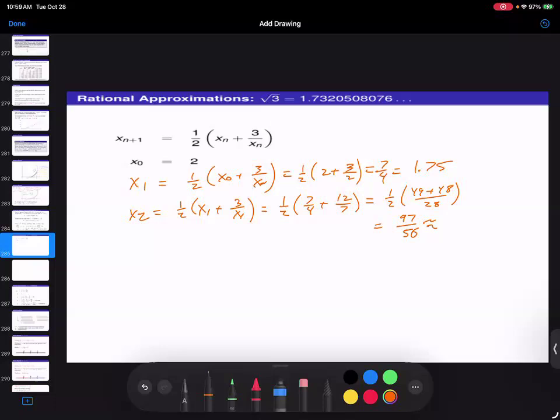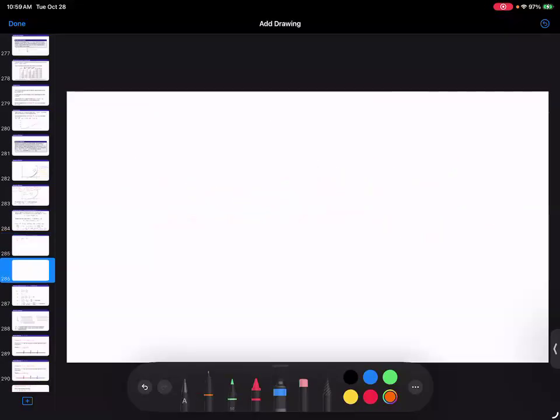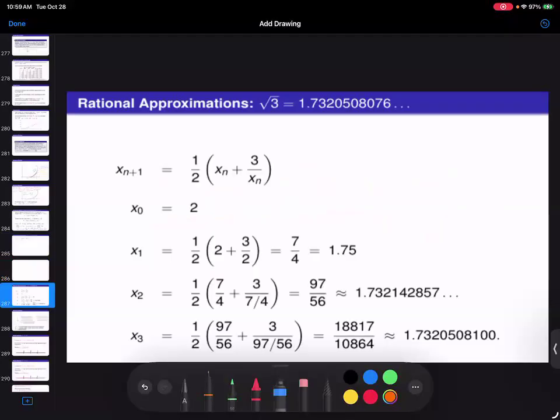And that's about 1.73214. I have Mathematica open on my computer. After 2 iterations, we're already pretty close. And so, I just did a few more. So x3 would, it's not too bad. It's 18,817 over 10,864. It's about 1.732050810.